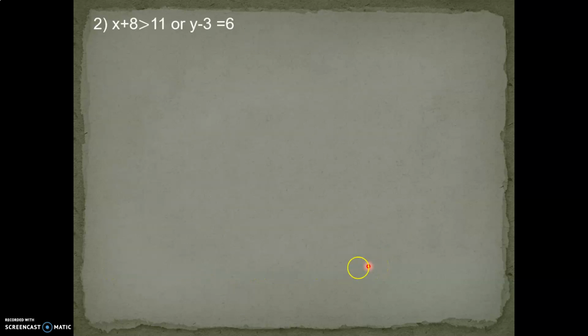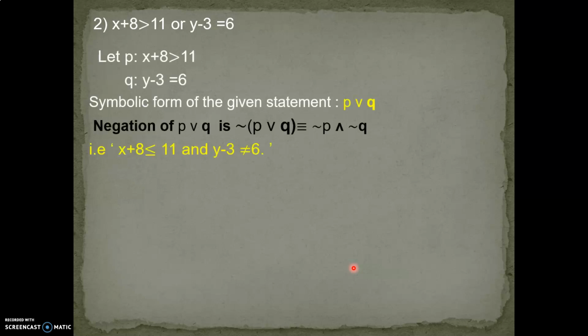Next is: x plus 8 is greater than 11 or y minus 3 is equal to 6. In this way you can write it like this. So P is x plus 8 greater than 11, and y minus 3 equal to 6 is the second one. Then you will write the symbolic notation. The negation of P or Q is equivalent to negation P and negation Q. Now we will apply this result in this one. So we'll get it like this.